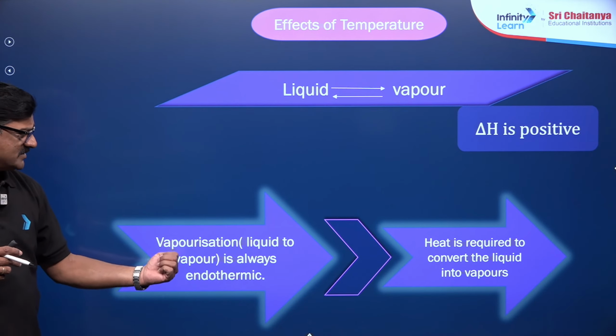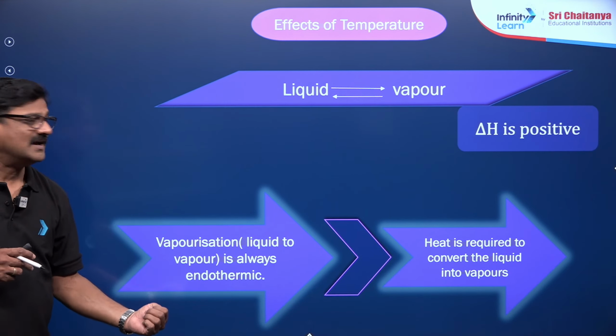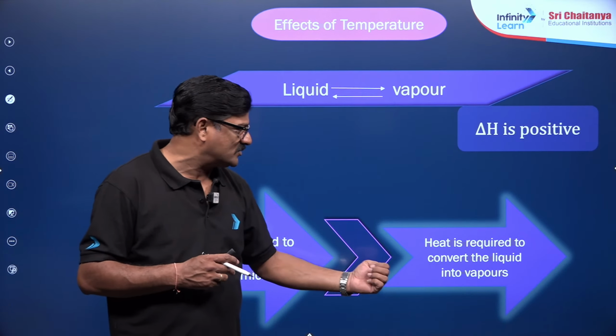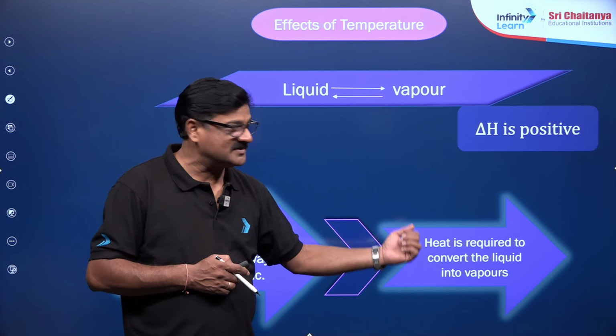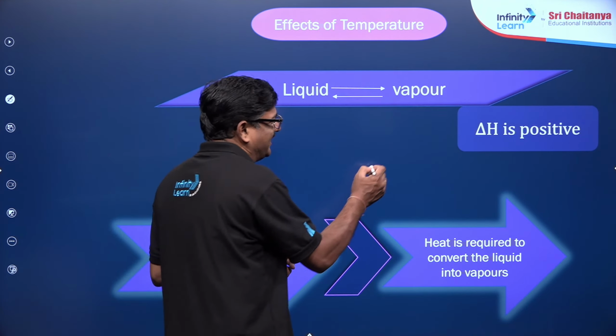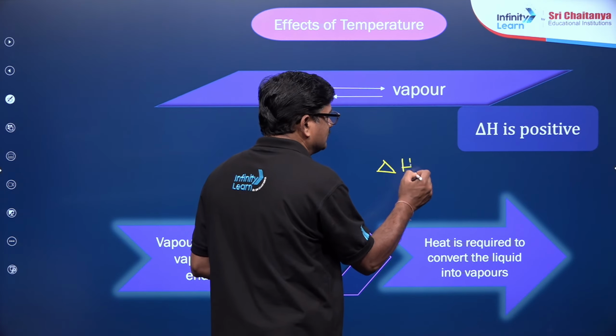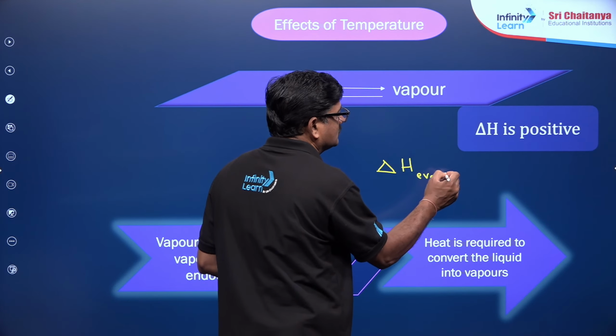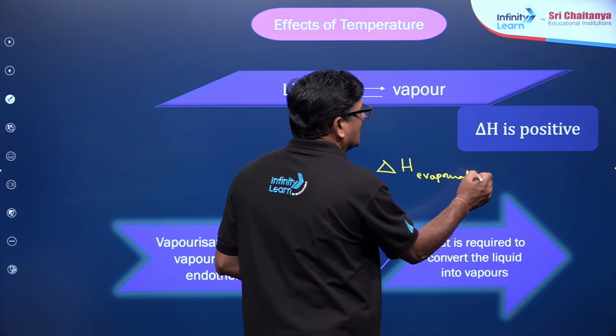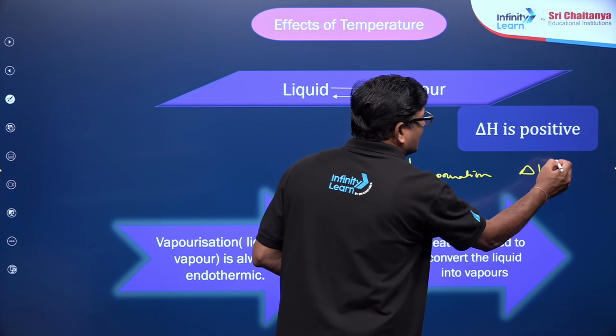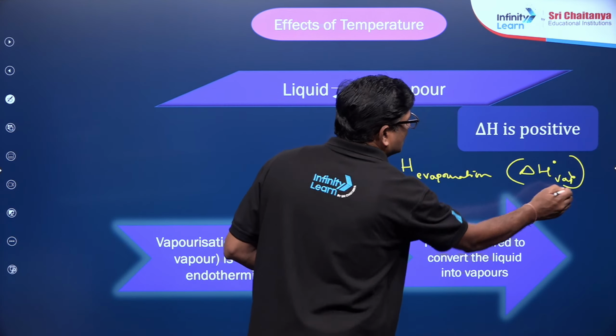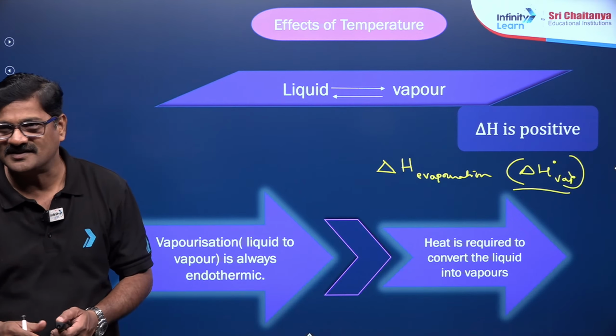And you can see vaporization of the liquid to the vapor is always an endothermic process, and heat is required to convert the liquid into vapors. That is called enthalpy of evaporation. Sometimes it is said to be standard enthalpy of vaporization. Different books use different terminologies.